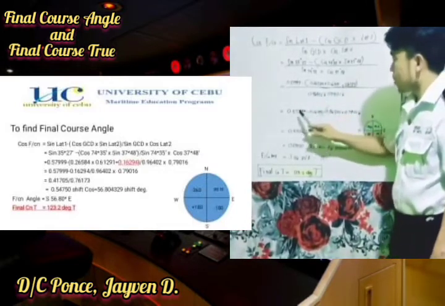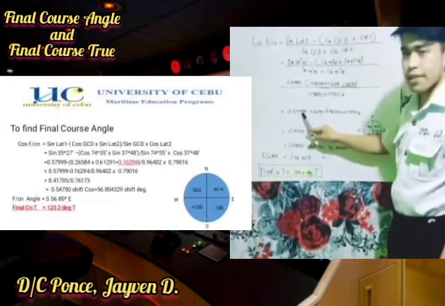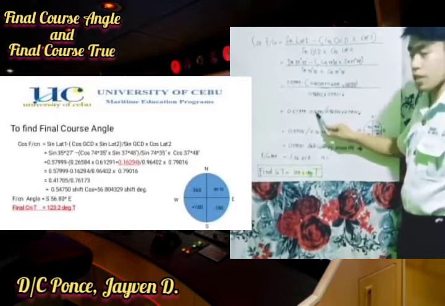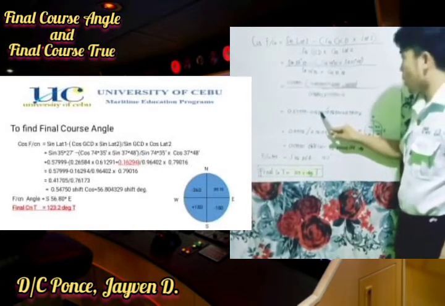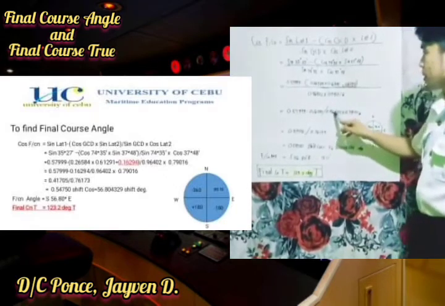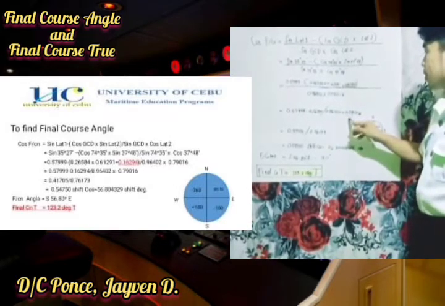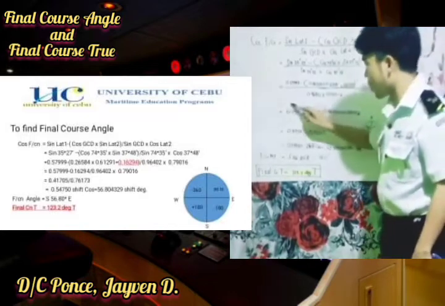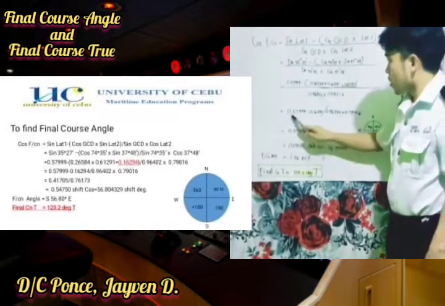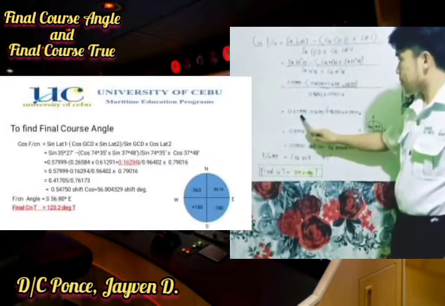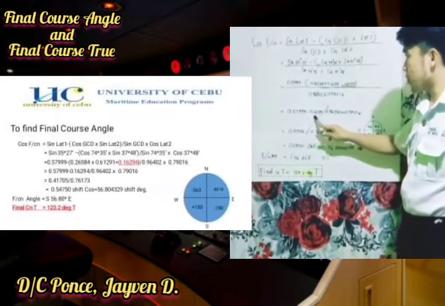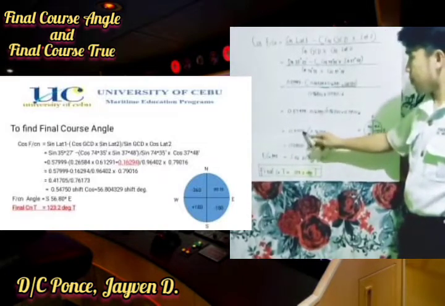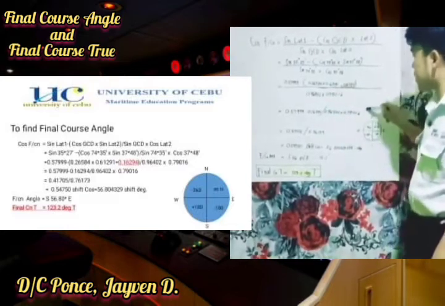So next, we are going to solve this: 0.57999 minus 0.16294, divided by 0.96402 times 0.79016. First, we subtract: 0.57999 minus 0.16294 gives 0.41705. Next, we multiply the denominator.